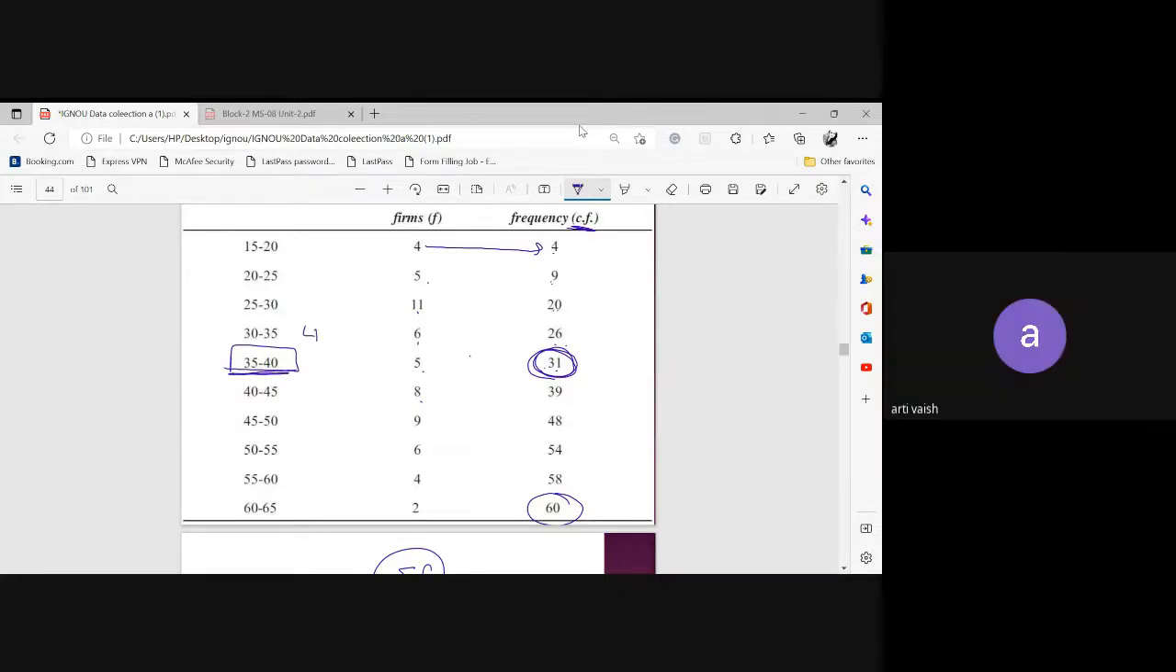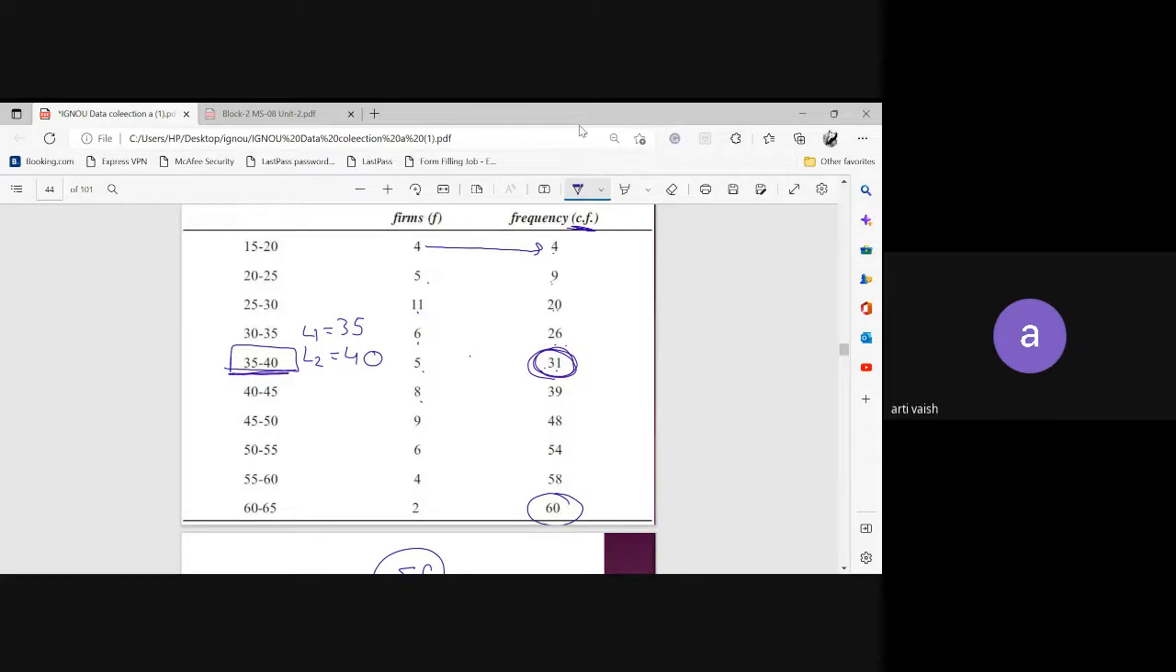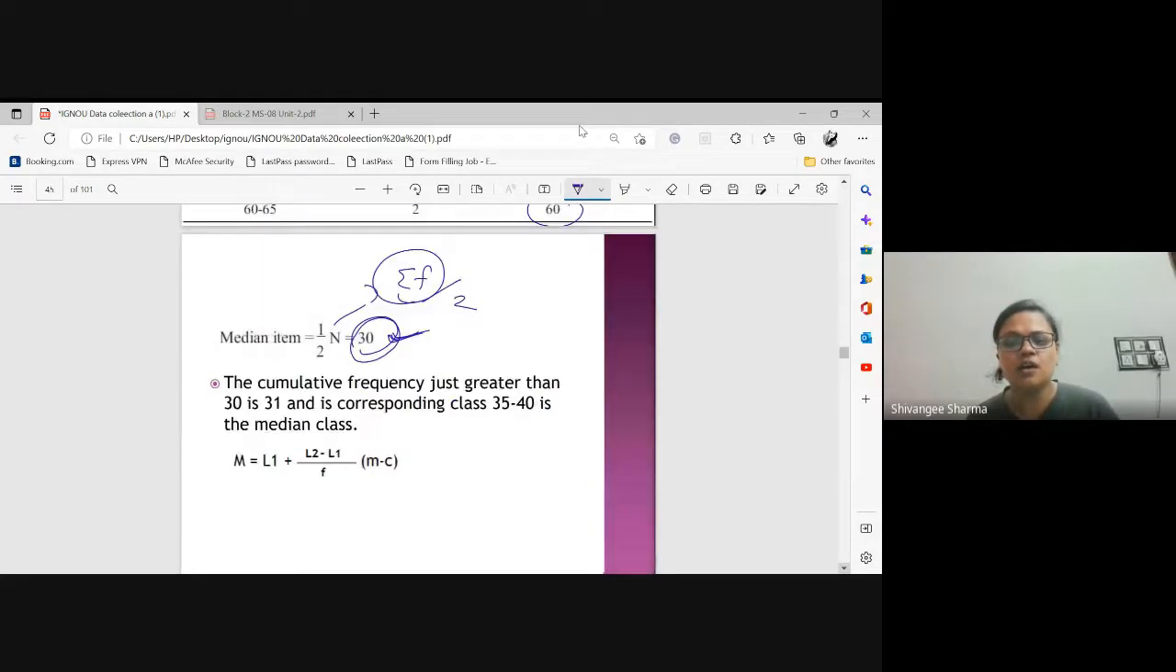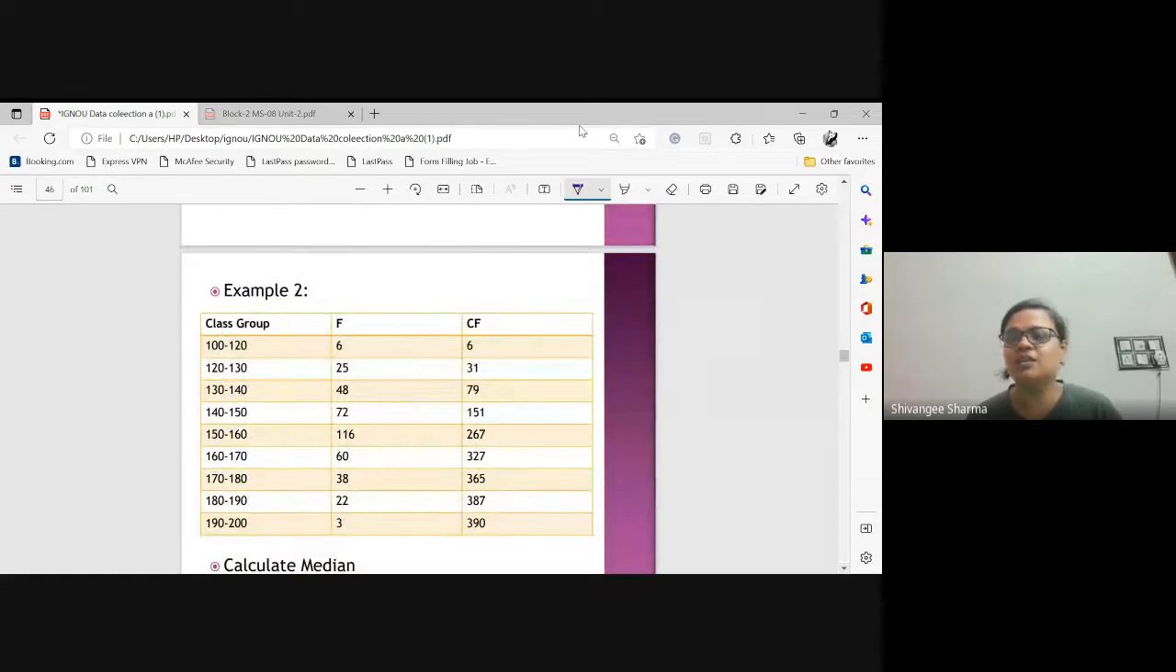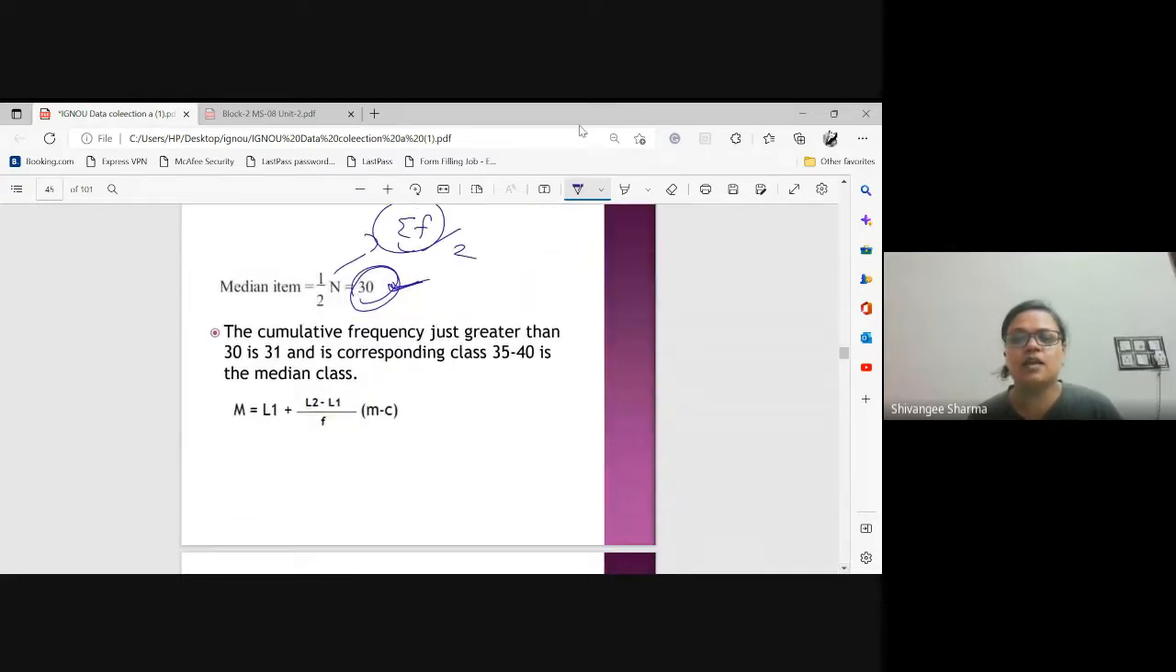For this median class, L1 will be 35 and L2 will be 40, right? L1 is the lower limit and L2 is the upper limit. You just put it in the formula and try to find the median. This is the formula where L1 will become 35 plus L2 is 40 minus 35, upon summation of your frequency into M, which is 30, minus C. What is C? The difference.